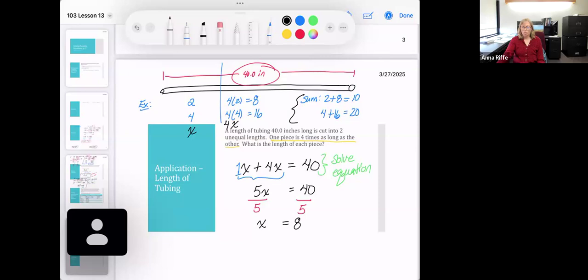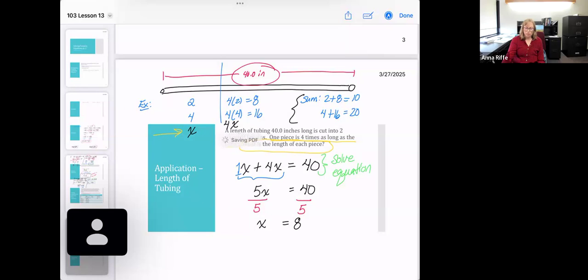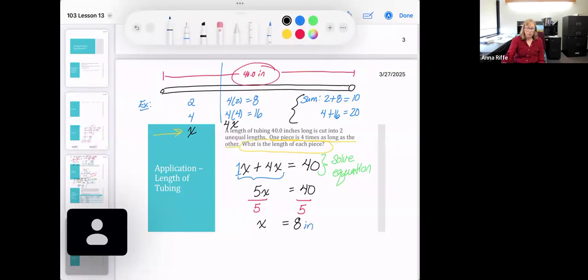Okay. We don't want to stop there, though. We are asked to find the length of each piece. We introduced x as the length of the smaller piece. So 8 inches is the length of one of the pieces. To find the longer piece, we earlier took 4 times the length. And here we get 32. So it looks like our pieces have lengths of 8 inches and 32 inches, and they do indeed sum to 40. Any questions on that?